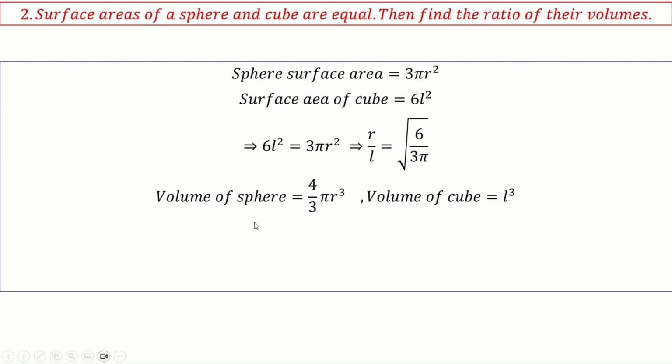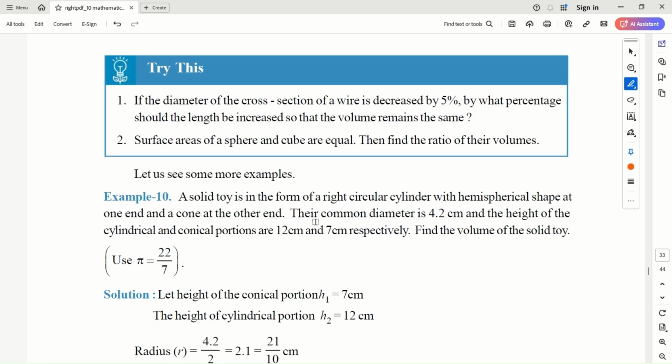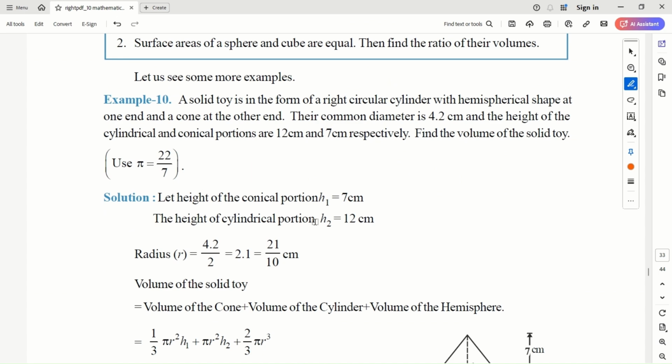Now what I need is volume of sphere, which is 4 by 3 pi r cube. Volume of cube is L cube. So the ratio of this one is nothing but this one. So I just need to do R by L whole cube. So that is 6 by 3 pi into square root of 6 by 3 pi. So this is the ratio of their volumes. I can still simplify, but just left it like that. Okay. So you can find out the ratios like this. Okay. So let's see some examples before going into the exercise.